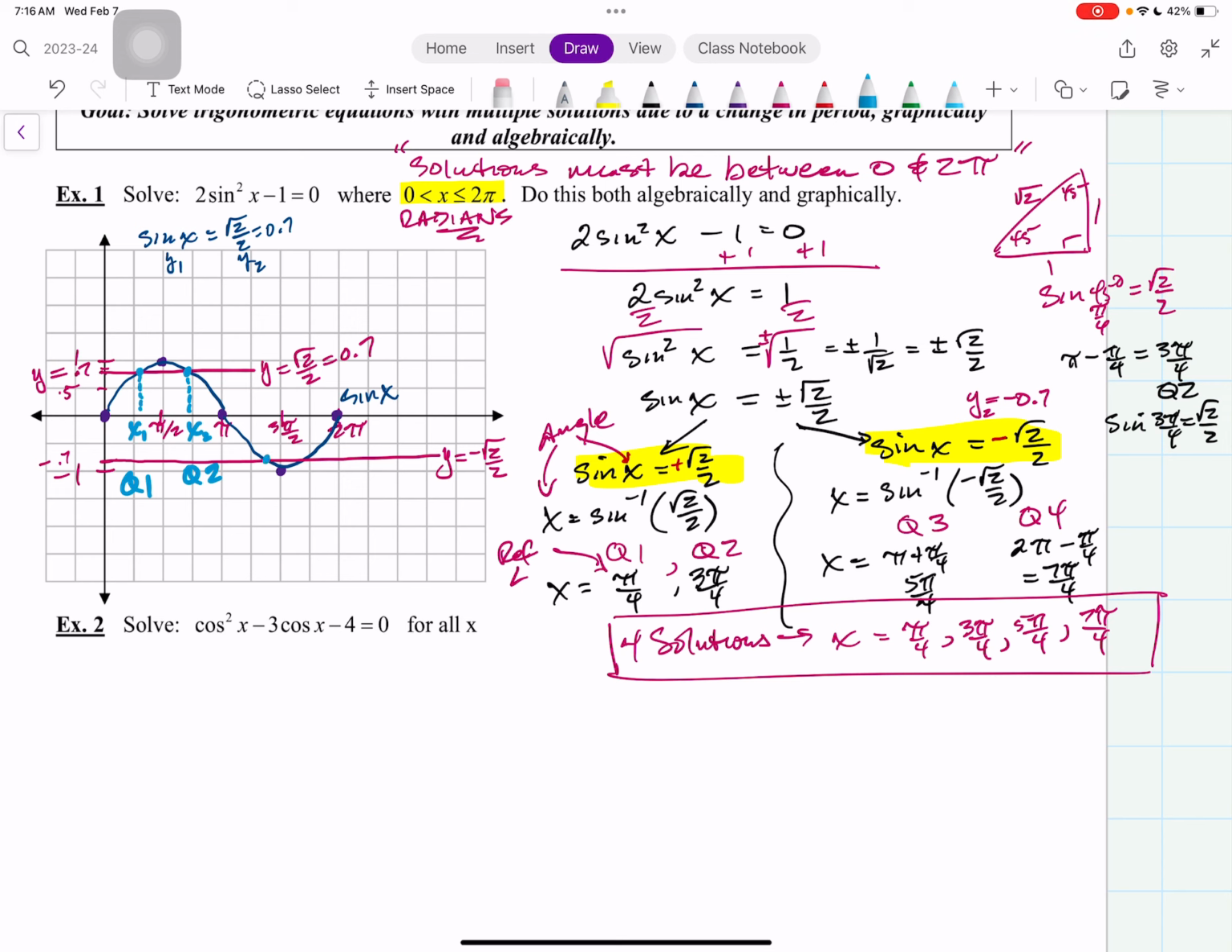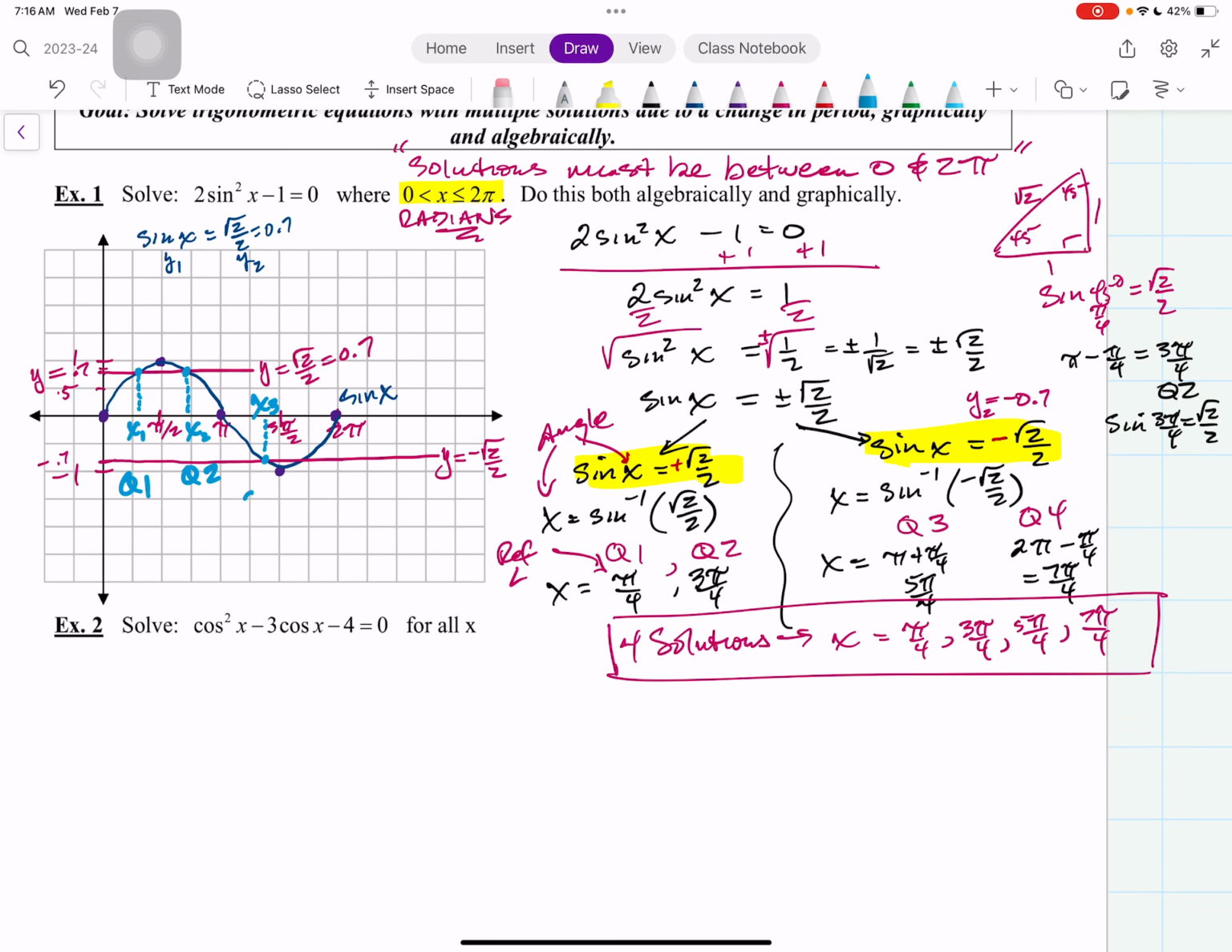And then down here between pi and 3 halves pi, that's my third solution, x3, and that's in quadrant 3. Guess what? The next solution is between 3 halves pi and 2 pi. We'll call that x4, and that's quadrant 4. So we have four intersection points. That tells me that we have four solutions. If I graph this first, before I even found all these answers, then we would have known.